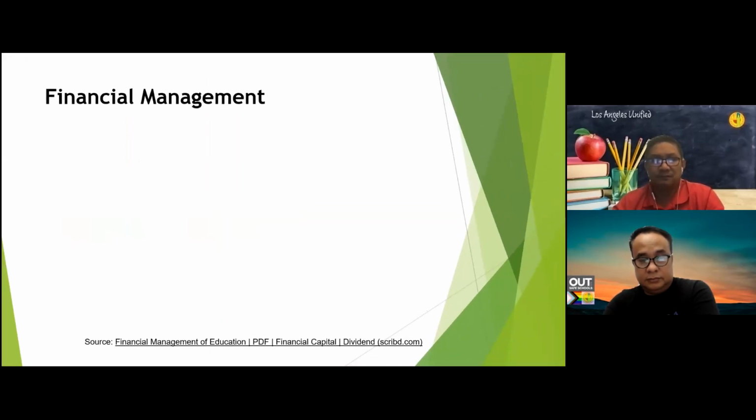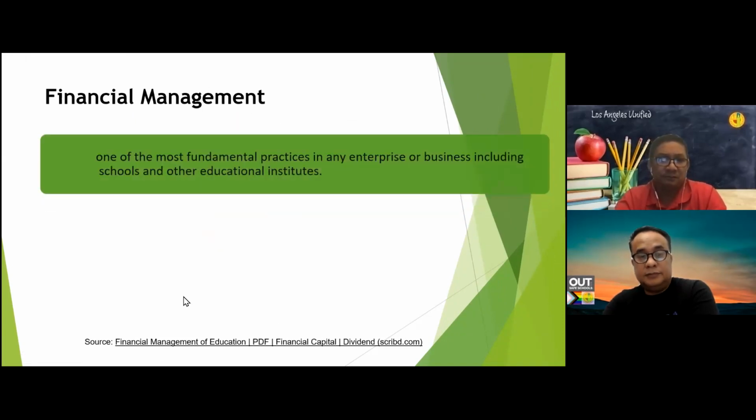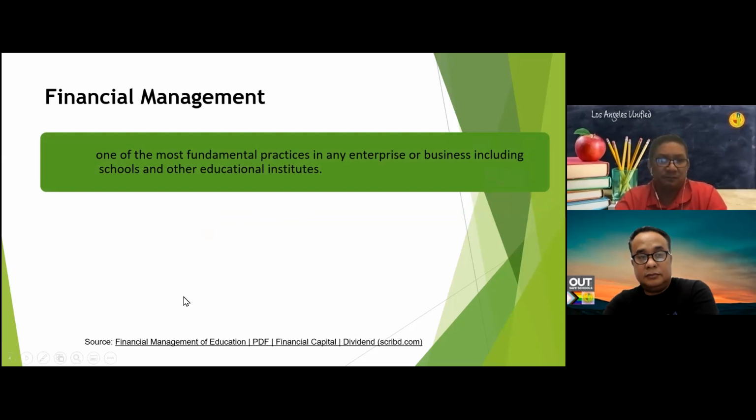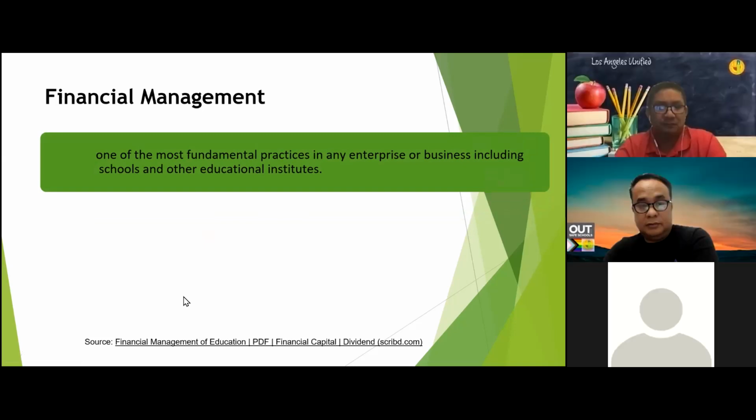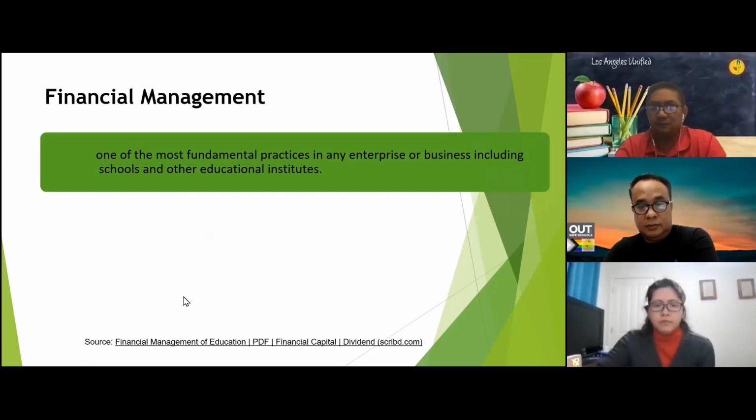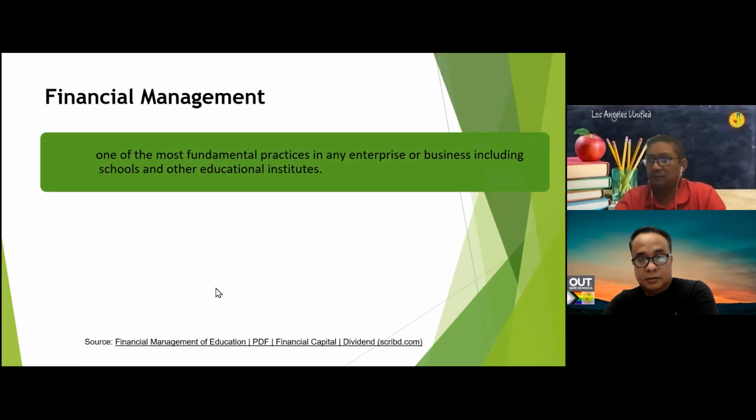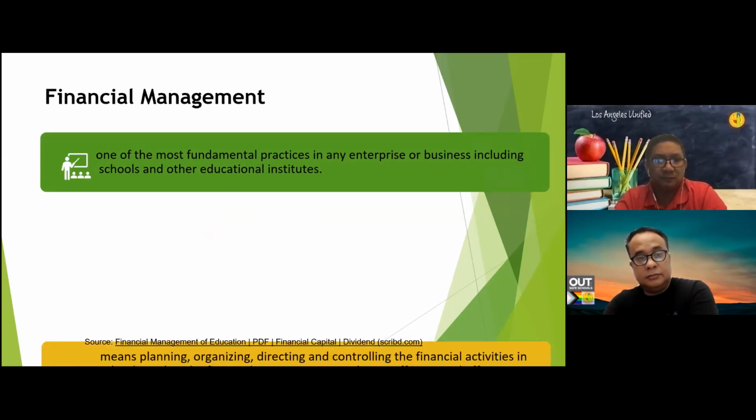So what about financial management? Basically, it's about managing the financial resources. And it is one of the most fundamental practices in any enterprise or business, including schools and other educational institutes. And because money is involved, management of these financial resources is an important part or aspect of an organization.